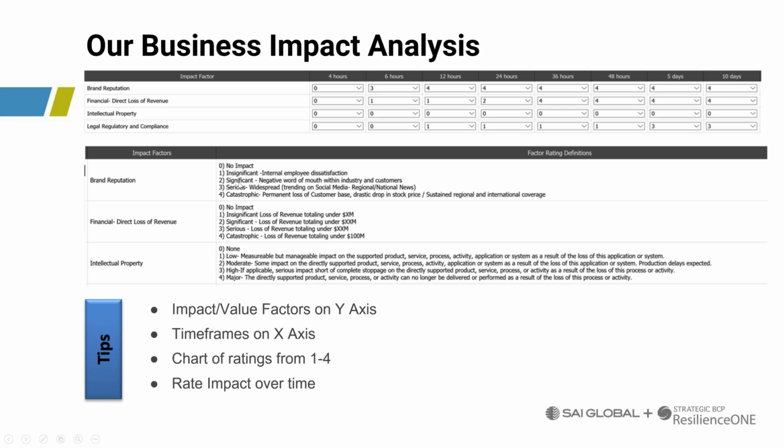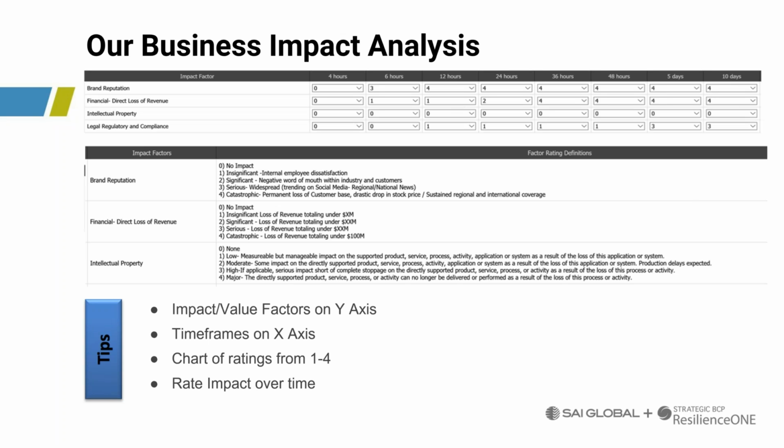In a BIA, we're essentially looking at our different impact factors, qualitative or quantitative. Those are right here on our y-axis, up to down. And then horizontally, we have each of our different time frames, and we have the different levels of impact. So there's different ranges, a chart of ratings where they're rating impact over those time frames. So this is a BIA, the way they say to do it: rate impact over time. So this is good for capturing things like an RTO, right?